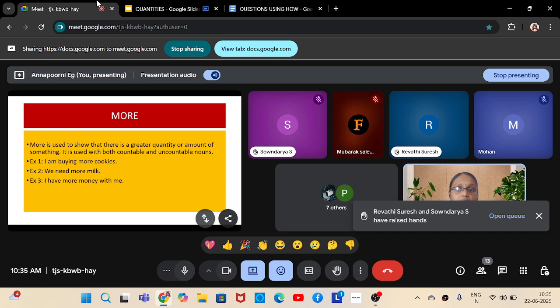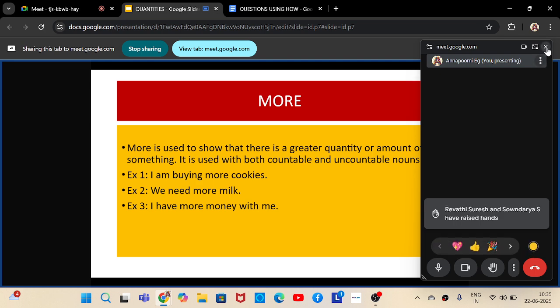But still, you can see more is used with cookies, milk, and money. So, more cookies, more milk, more money, more water, more friends, more people, etc. So, more is used with both countable and uncountable nouns.